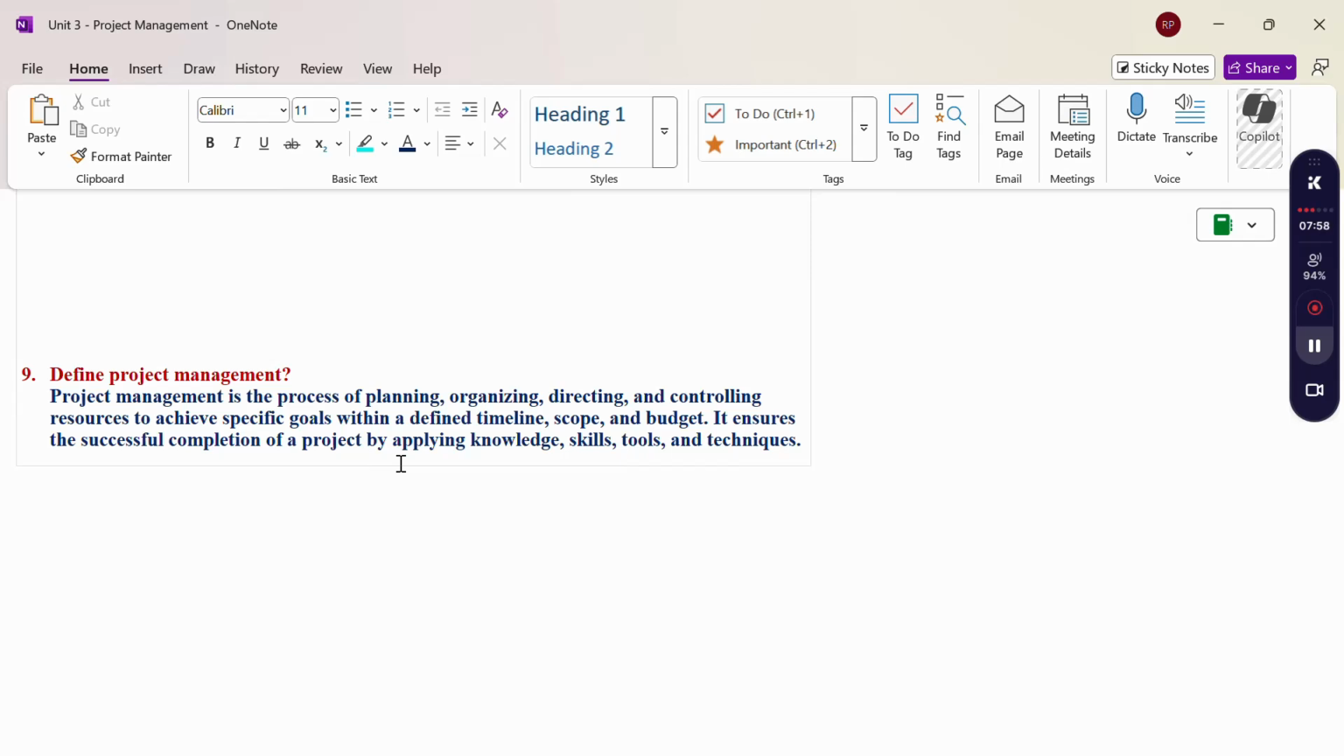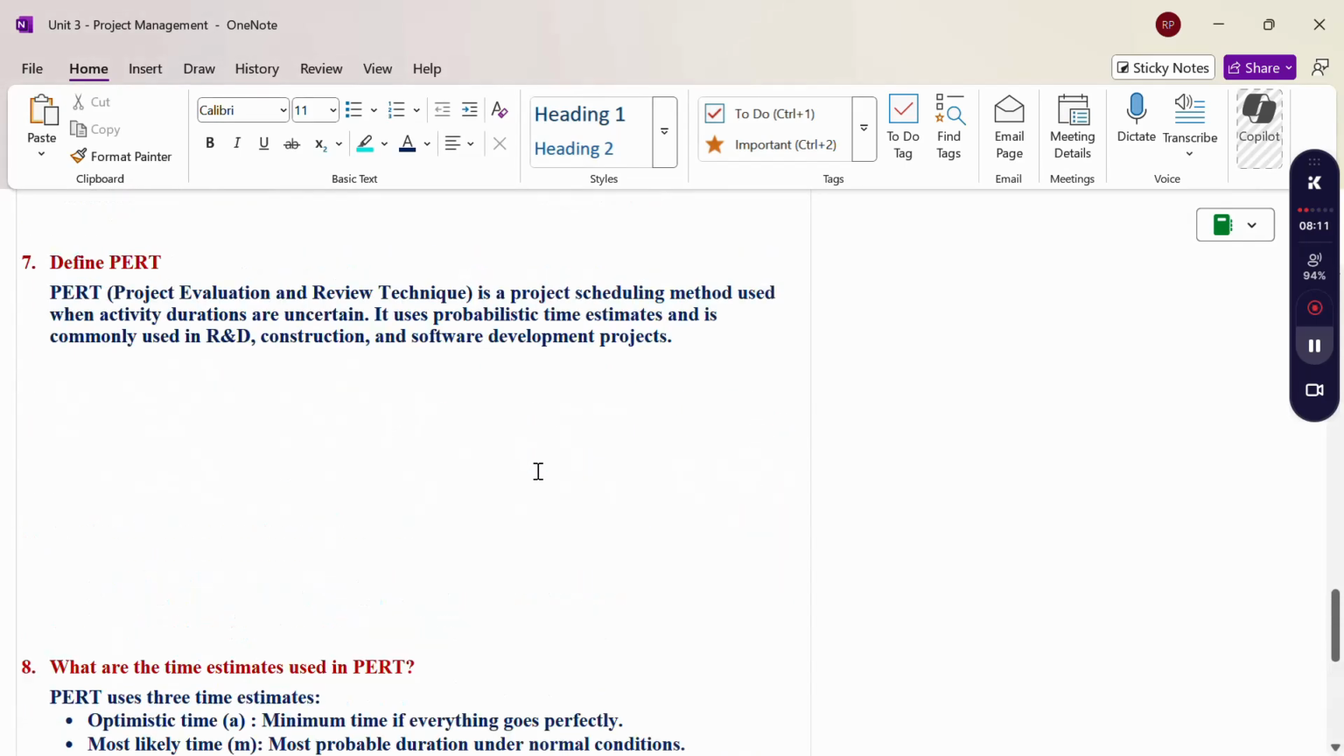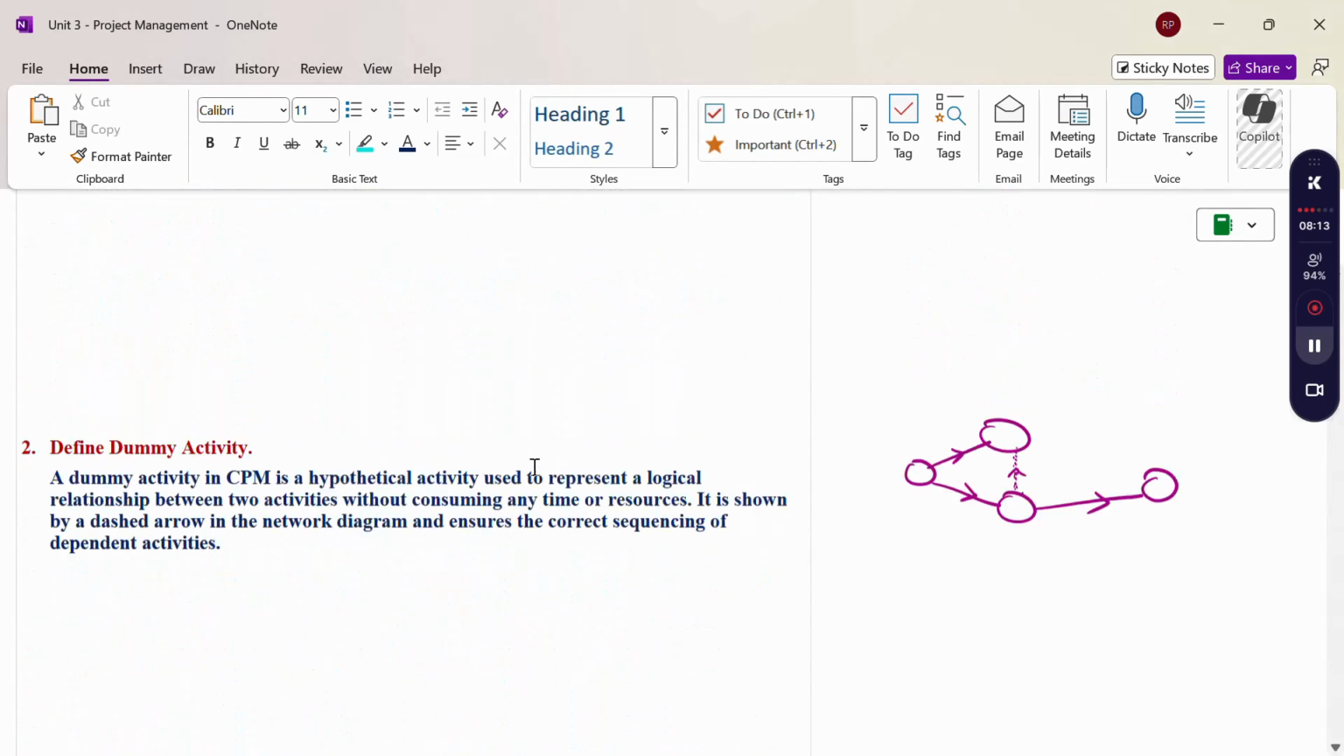So in the part of the Critical Path Method and PERT, Project Evaluation Review Technique, methods are applied to solve many applications in project management. So these are the Unit 3 short questions and answers.